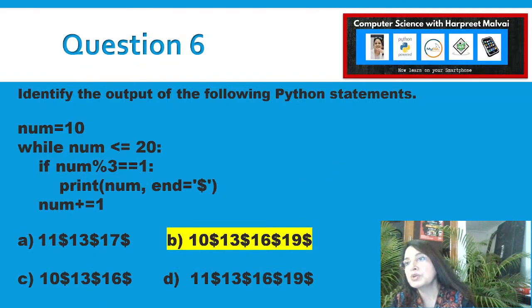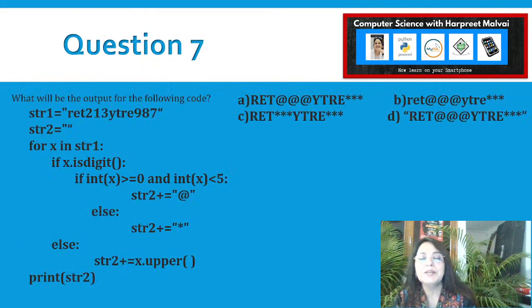I can see that a lot of you got B and at least half of you got C in this one. We'll now look at question 7. What will be the output for the following code? Now, this is a question which the CBSE is very fond of.